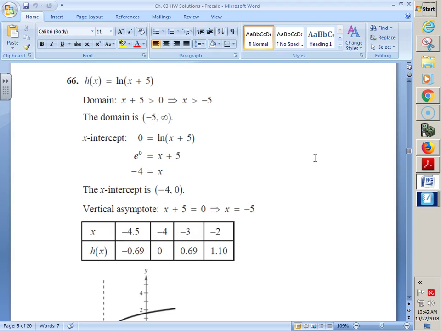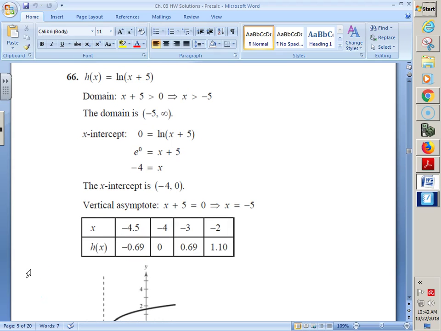But they did ask you to find domain. Domain, remember, any log argument greater than 0, solve. Interval notation, there it is, set equal to 0. How do I get rid of an ln? What's the base of ln? E. So e to the power of undoes it. E to the power of is 1. Solve, solve, solve. There we go.